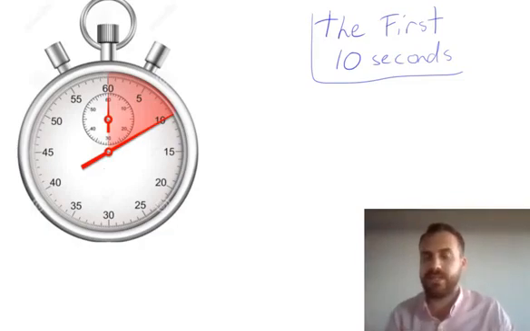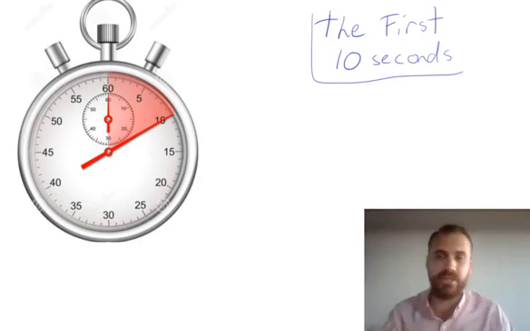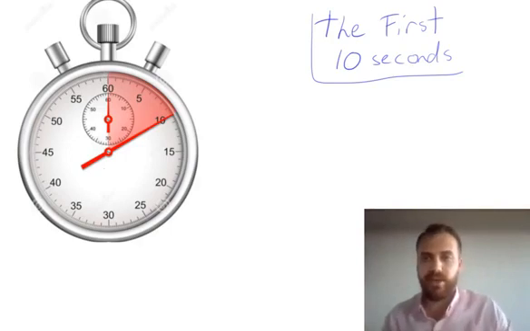So in the first 10 seconds of a video, your students are going to decide whether they're going to engage or disengage with a video. Now, disengaging might mean switching it off and saying this is rubbish. It might mean playing it but not being at all interested in it. So it's in that first 10 seconds that they're going to decide.